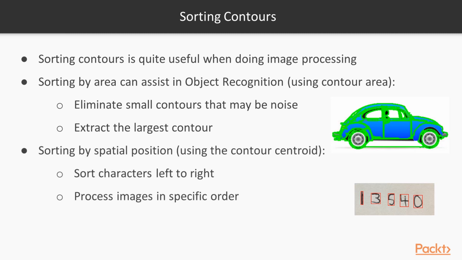Also, you can sort contours by looking at the spatial position. So imagine you're trying to pre-process these numbers in order. You want to get them left to right, so you can actually keep the meaning of the digits being in this order. So those are some examples of how and why we sort contours.